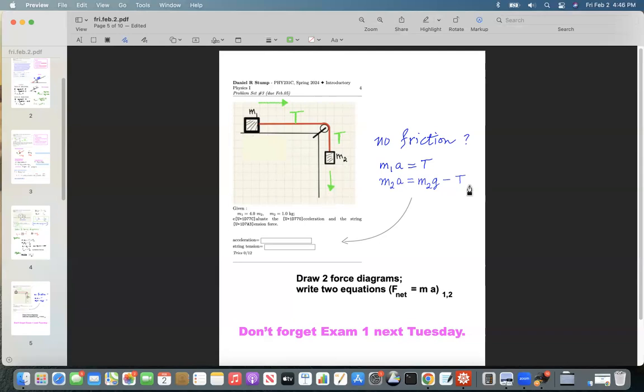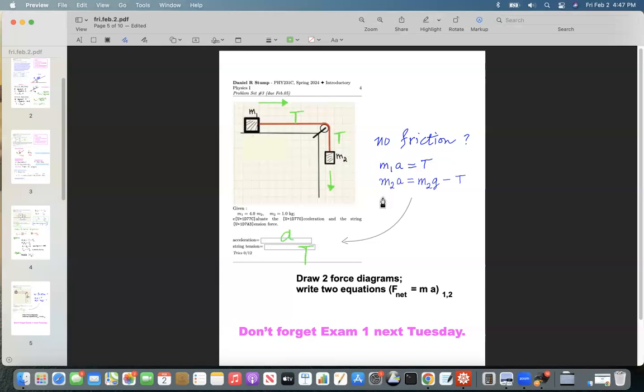So here I have two equations with two unknowns. What are the unknowns? A and T. I know M1 and M2, they're given, and G is 9.81. So I have two equations for two unknowns. I'm supposed to calculate T. So I have to use my skills in algebra to figure out T from these two equations. Oh, actually, there are two answers. I'm supposed to calculate both the acceleration A, that goes in the upper box, and the tension T, that goes in the lower box. But they come from these two equations with two unknowns.